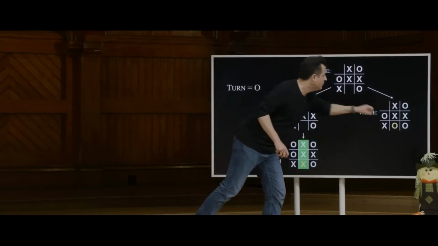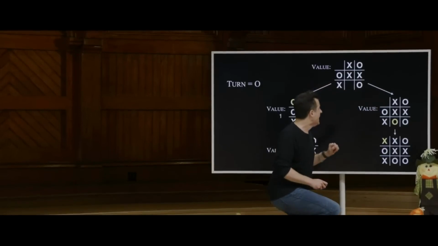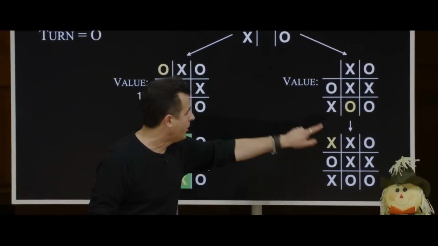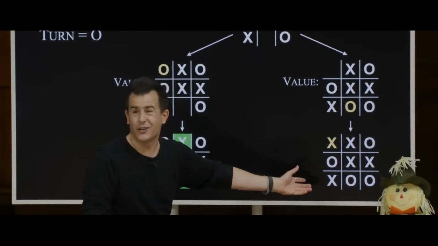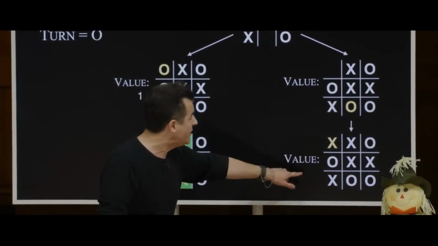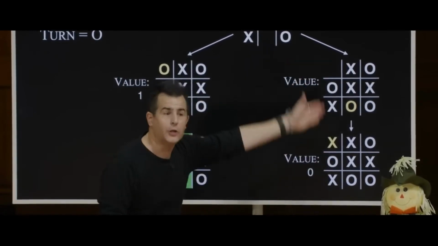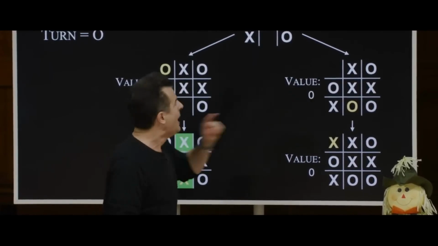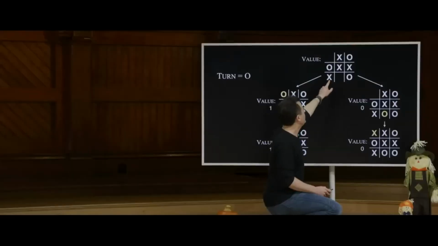But let's see what the value of this board is. Well, suppose that indeed X goes in that top left corner here. What's the value of this board here? 0, because no one has won. There's no X's or O's 3 in a row. So the value of this board is 0. There's only one way logically to get there. So we might as well think of the value of this board as also 0. And so now, what's the value of this board?